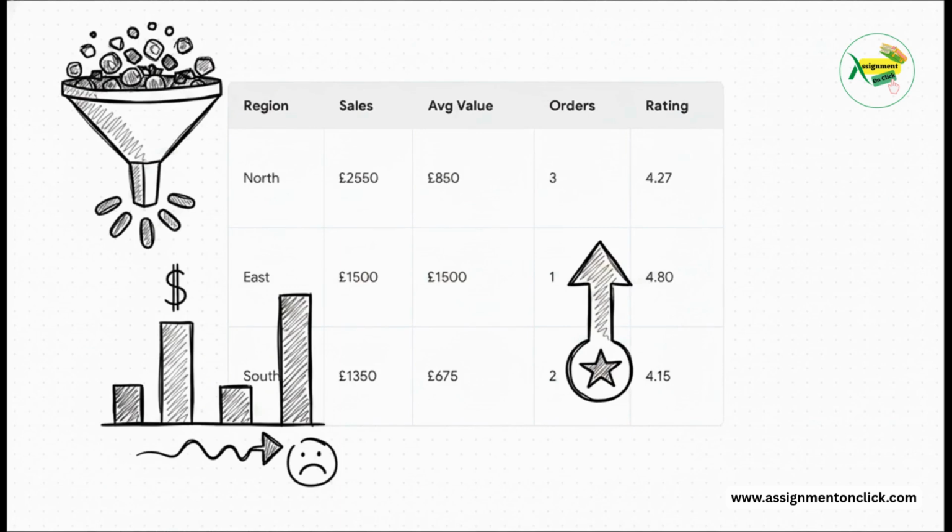But wait, look at the East region. It actually has a much higher average order value of 1,500 pounds and the highest average customer rating at 4.80. The South region, meanwhile, is kind of lagging behind in both average order value and rating. See that? We've gone from raw noise to pure, actionable business insight in seconds.